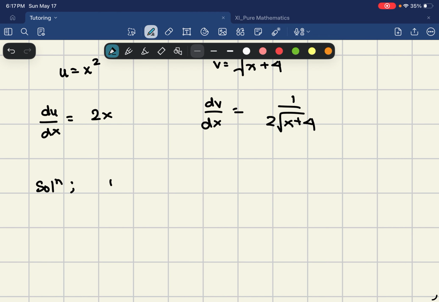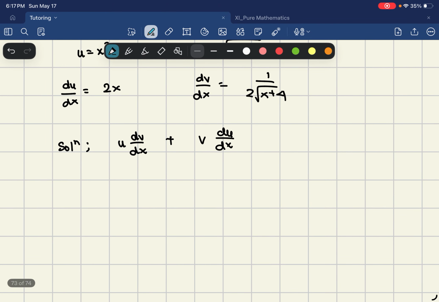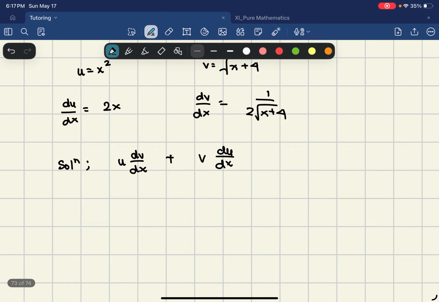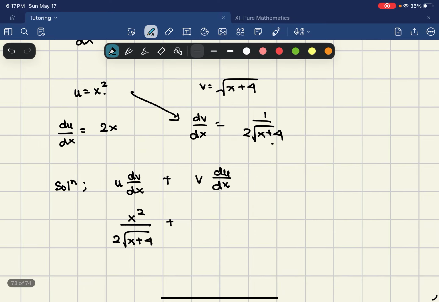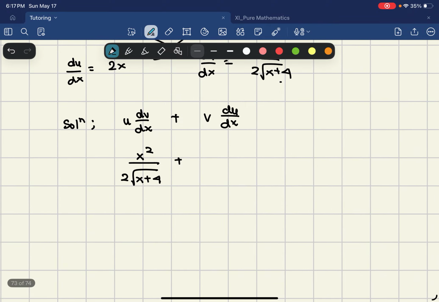So now you can just write your solution. Your solution is u dv by dx plus v du by dx. Alright, so u dv by dx is going to give us x squared over 2 square root of x plus 4, plus v du by dx is going to give us 2x times square root of x plus 4.